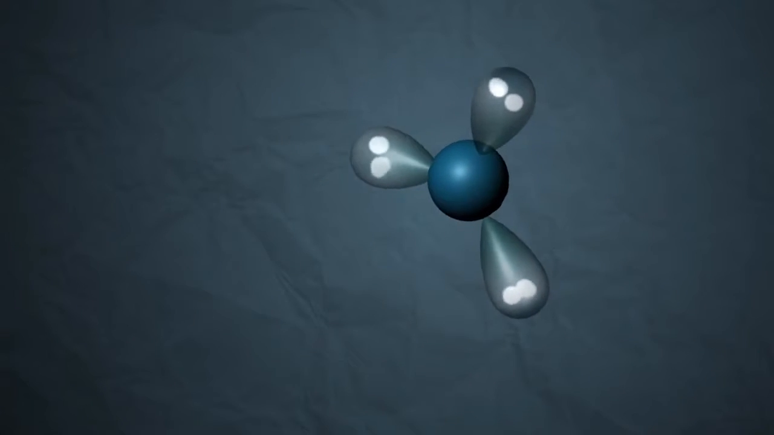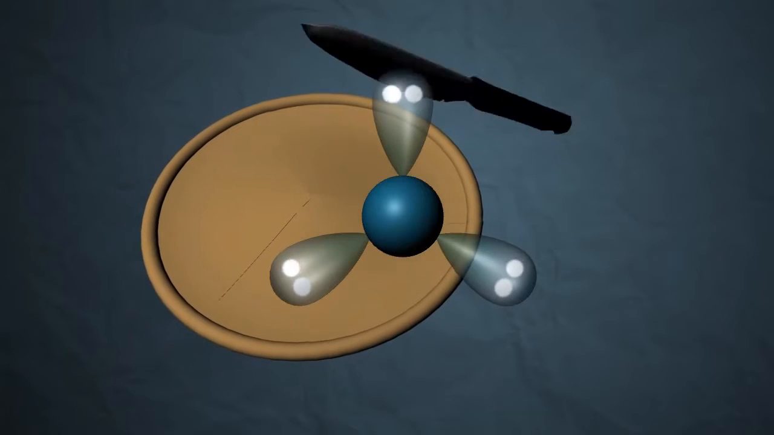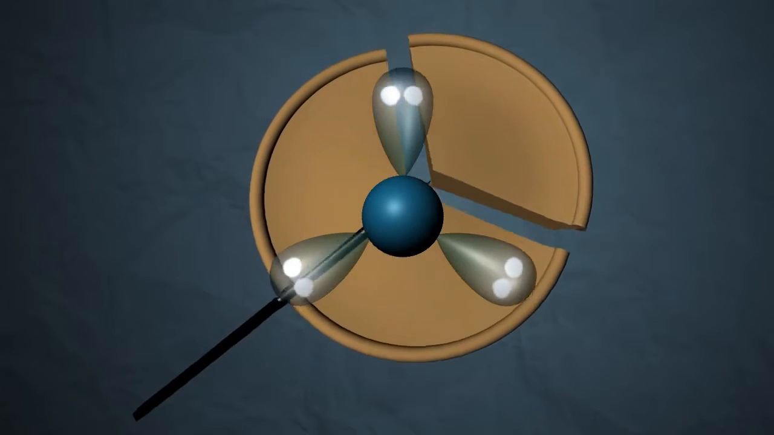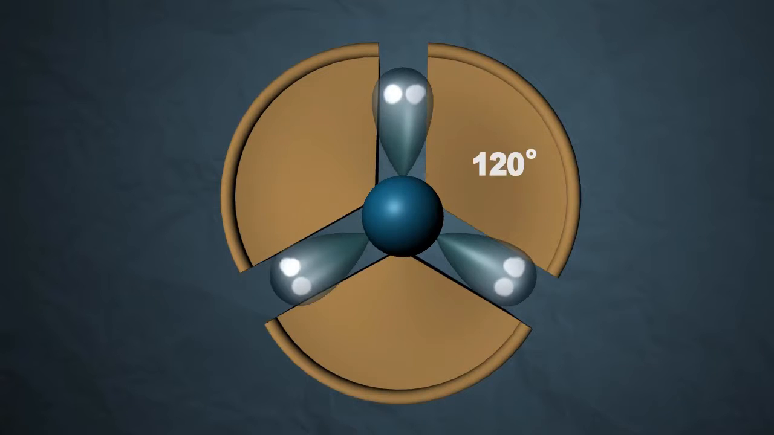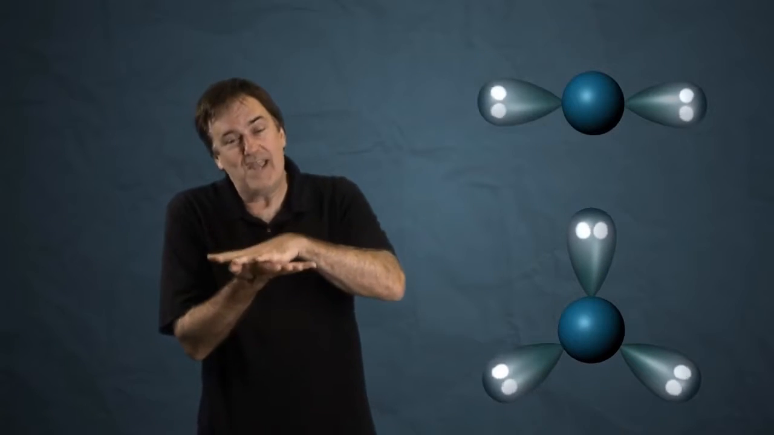Stepping up to the next one, three regions. You count the regions around the central, there's three. If three regions try to get away from each other, you basically get a nice kind of pie shape. It's like taking a pie and cutting it into perfect thirds. So you get a 120-degree angle all the way around for those three regions. Both of those are still planar. They still look just fine on a sheet of paper.